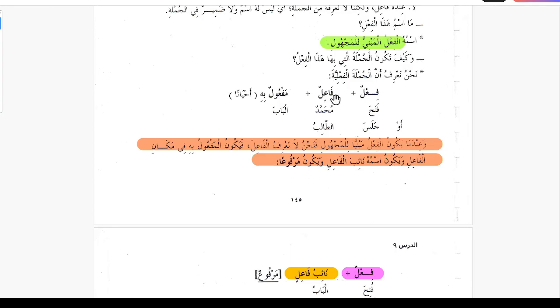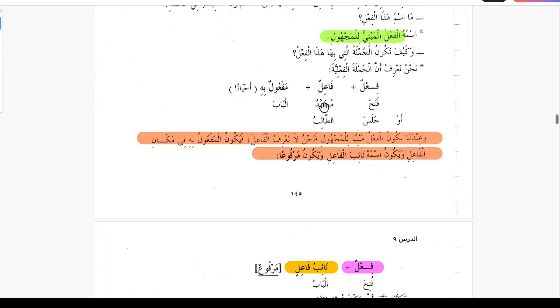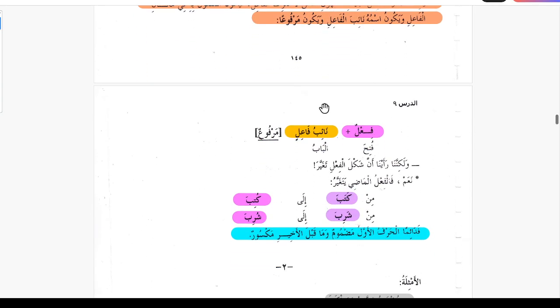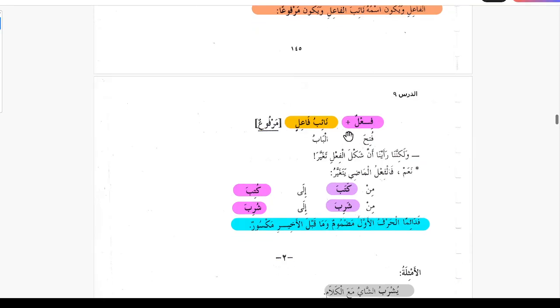Just like in an active verb, the file is marfu. In the passive form of the verb, there is no file. The maf'ul takes the place of the file, and then it also has to be marfu. Here is an example. This is the structure of the passive form of the verb: fail, a verb, and the naib file. So the maf'ul bihi takes the place of the file, it becomes naib file and it is marfu.